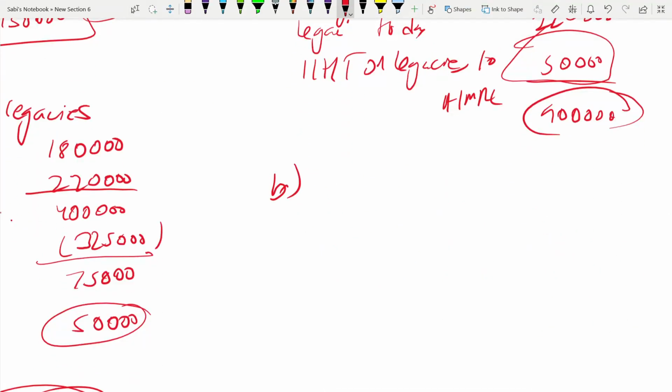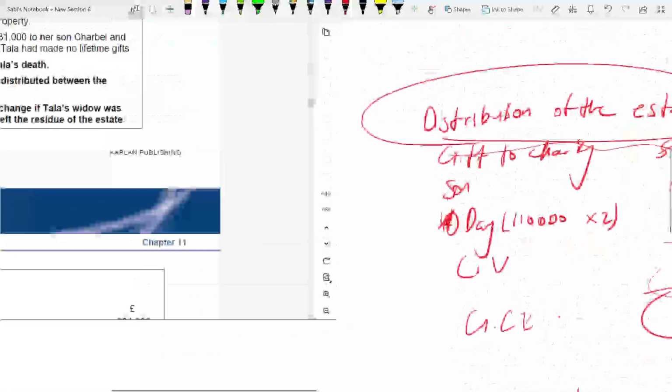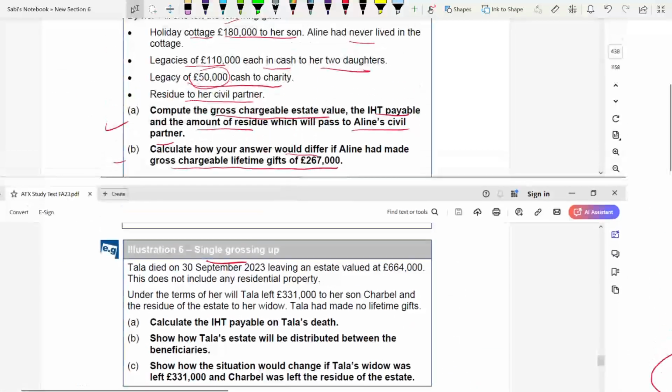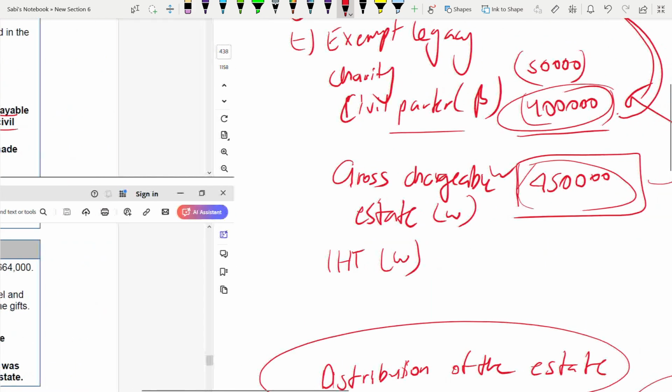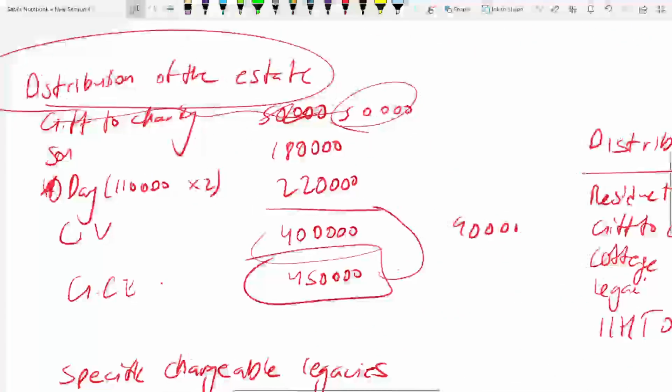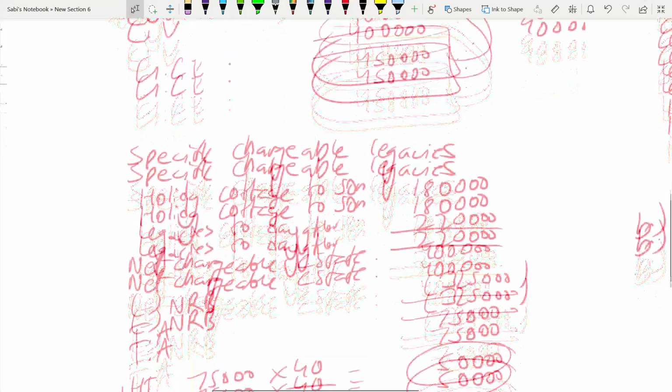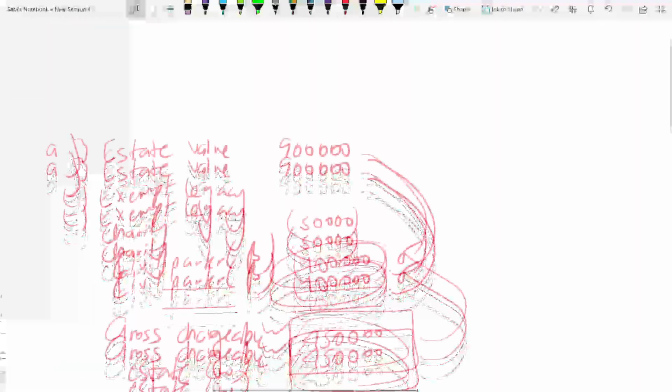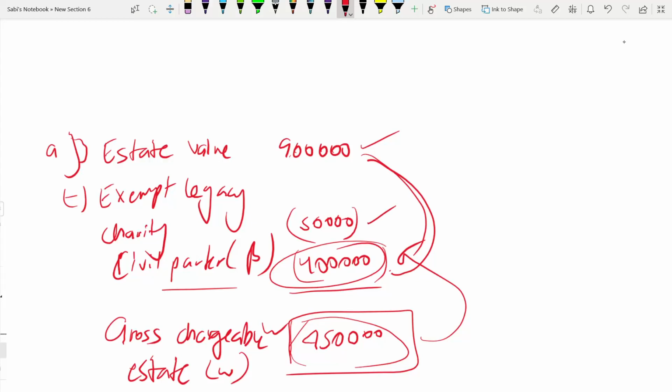Now B. Assuming part B, chargeable lifetime transfer 267, how would this differ in the calculation? So coming to B, I will show in part A itself. Here, this remains 900, this remains 50, this will change. Civil partner will change. The balancing figure will change, gross chargeable value will change. Then IST also will change.